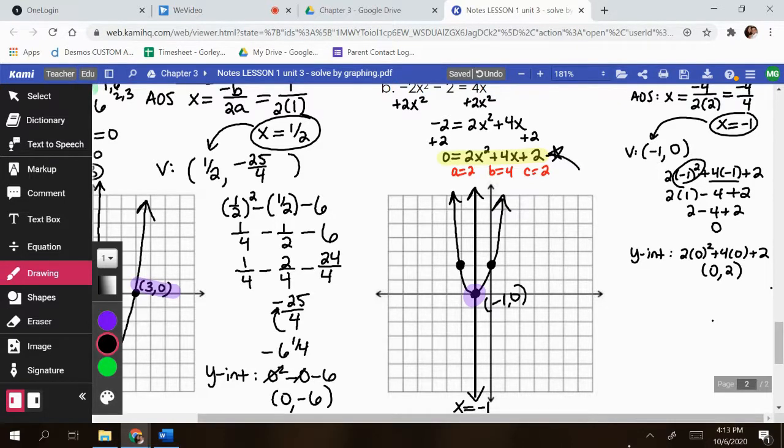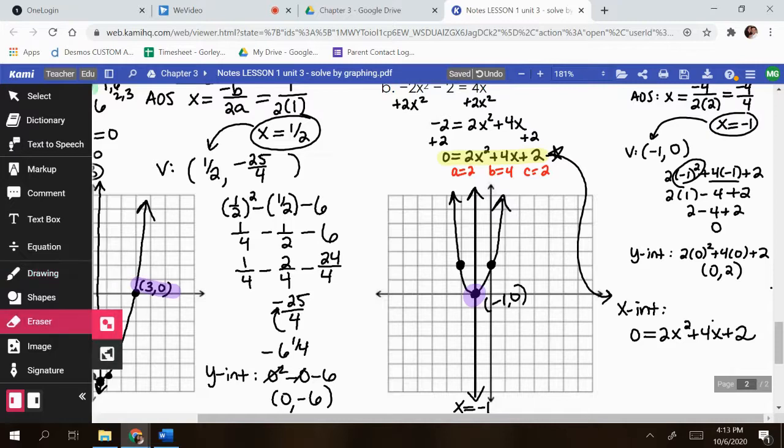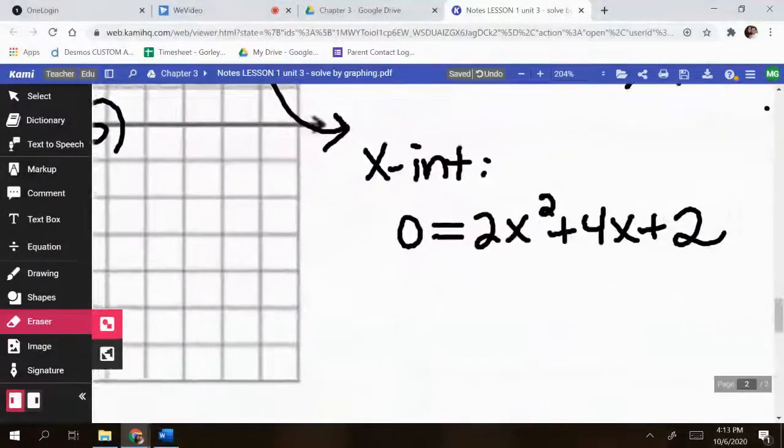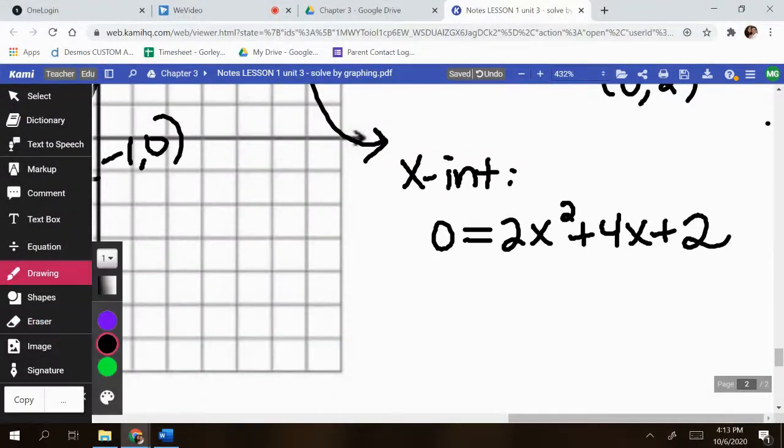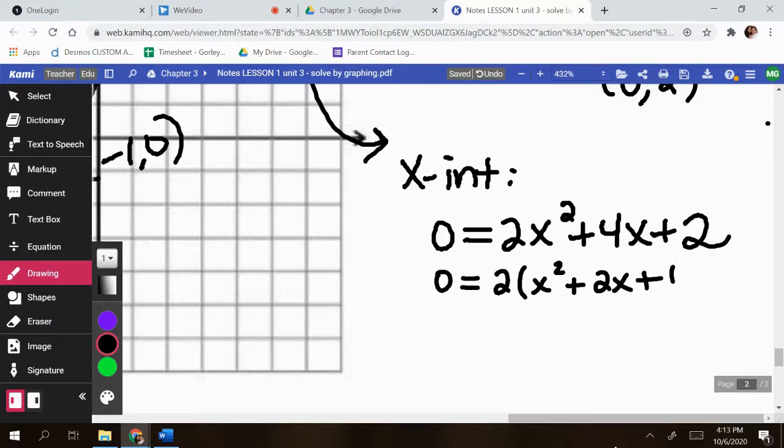Okay, I'm using this function. We're finding the x-intercept, so it looks like we already plugged in 0 for y. We have 0 equals 2x squared plus 4x plus 2. What's always the first thing you want to look for whenever you start a factoring problem? GCF. What are all of the terms divisible by? 2. If I divide the first term by 2, I get x squared. The second term divided by 2 would be 2x. And the last term divided by 2 would be 1.